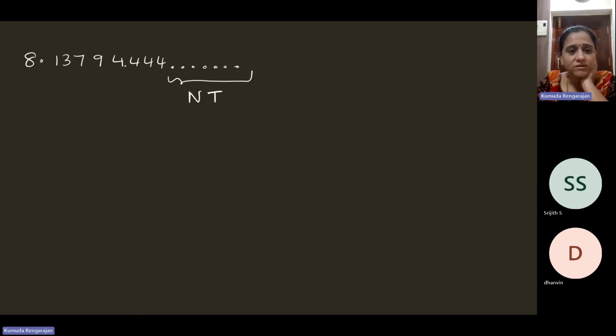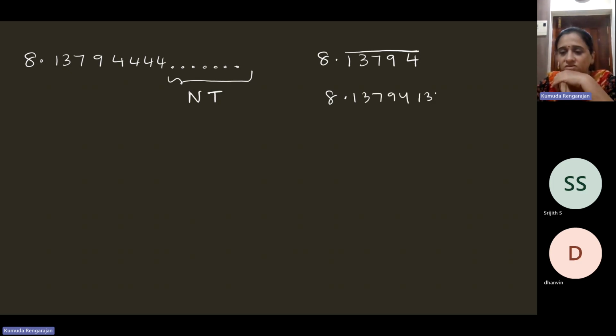And what is repeating here? 4 is repeating itself. So how do you express it in a different way? 8 point, that is using the bar, 8.13794. Place a bar only on top of 4. Because 4 is the only digit that repeats. Don't put a bar on top of all these digits. That gives a different meaning. That means 8.13794, 13794, 13794 going on forever.